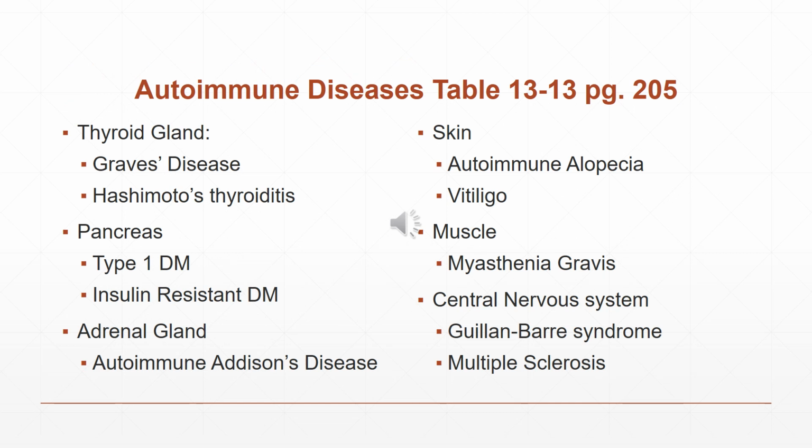On the next 2 slides, you're going to see a list of autoimmune diseases, and you can also find it in your textbook on page 205, table 13-13.